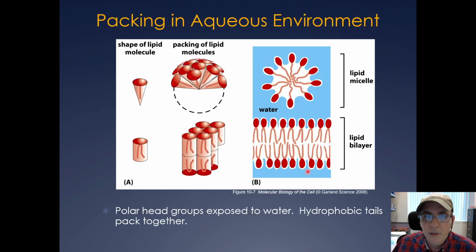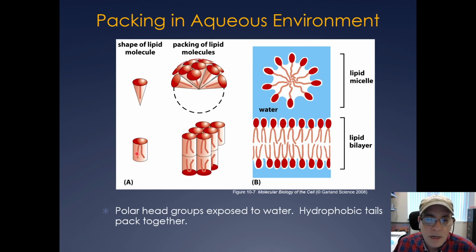And so to look at that in a schematic representation, if you were to just draw out the shape of a lipid molecule, it would want to pack so that the hydrophobic tails are all on the inside and the hydrophilic head groups are all on the outside. And what you would end up getting is this lipid micelle here, where it's all packed together, and then water would be on the outside with the hydrophilic head groups.